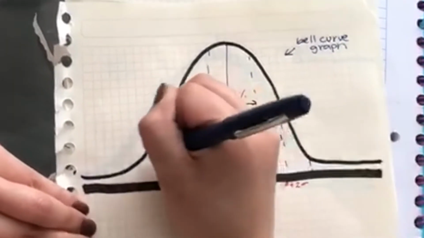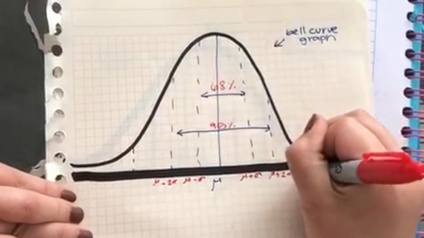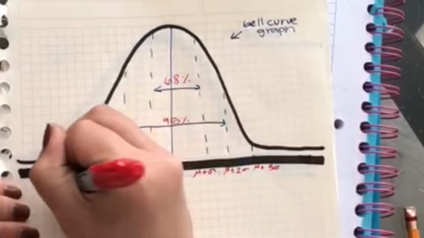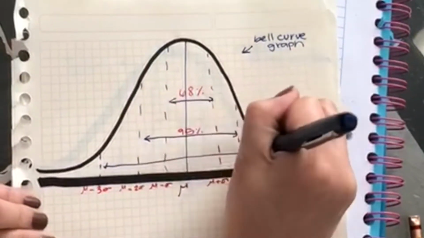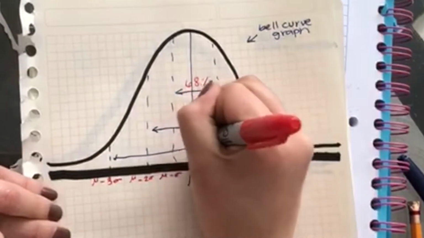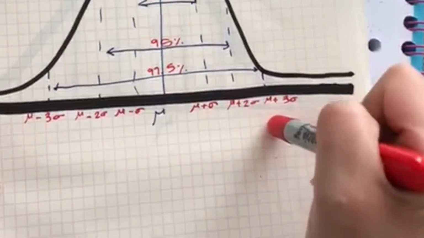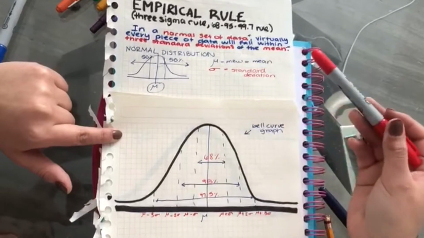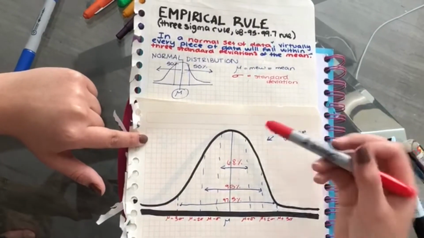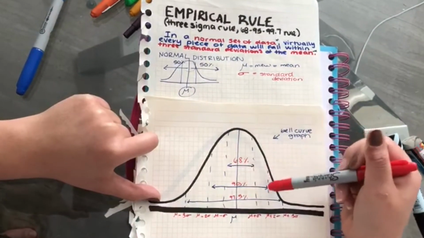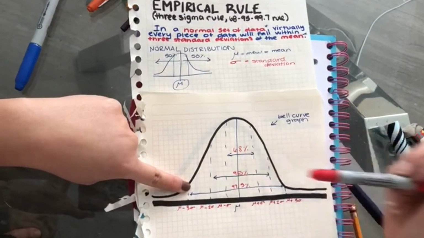And finally, if we go all the way up to here, so it would be mu plus 3 sigma and mu minus 3 sigma, there will be a 97.5% chance that your data will be within the 3 sigmas. So this is why it's called the 3 sigma rule, or the 68, 95, 97 rule. So if you learn this, you will know that within 1 sigma, it will be 68%. Within a range of 2 sigmas, it will be 95%. And within a range of 3 sigmas, it will be 97.5%.